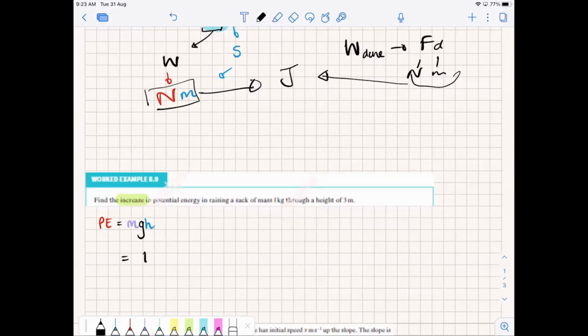We have the mass of 1 kilogram. We have the gravitational constant in mechanics of 10. And our height is, well, what was the height? 3 meters. That's going to give us, it's a very difficult one, 1 times 10 times 3 is 30. And what's the unit of energy? The joule. Newton meters or the joule.